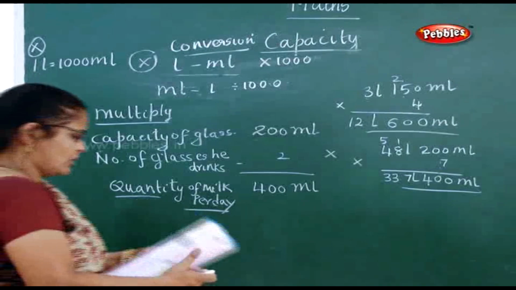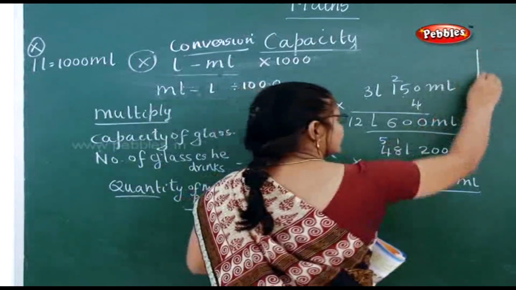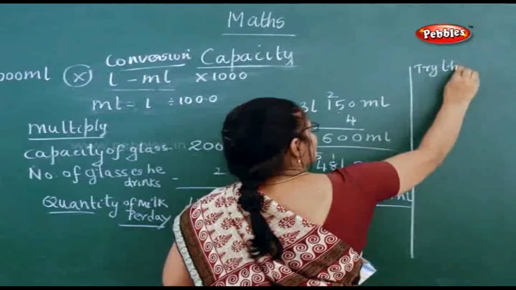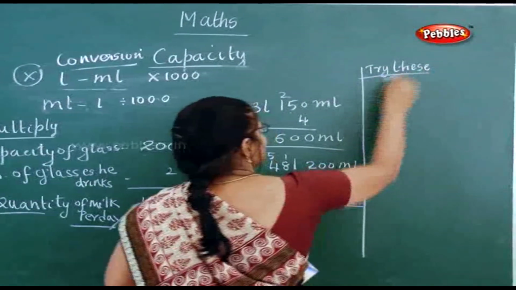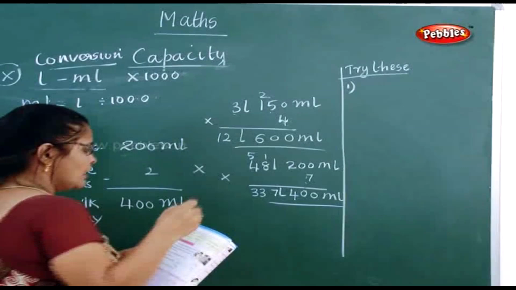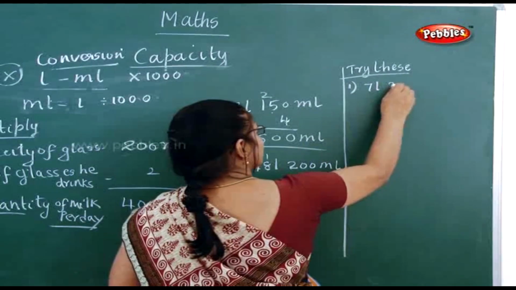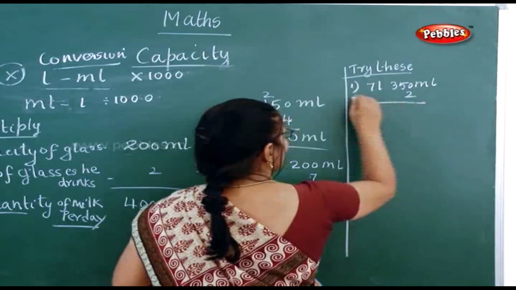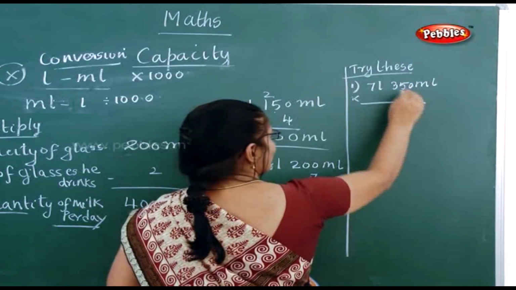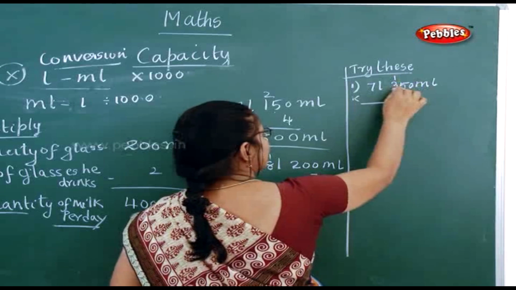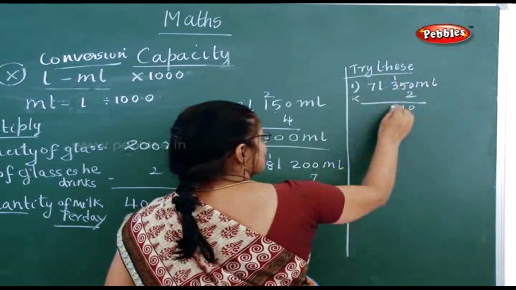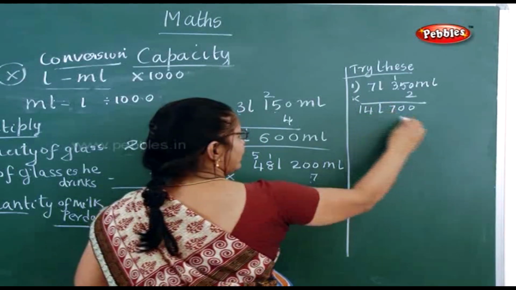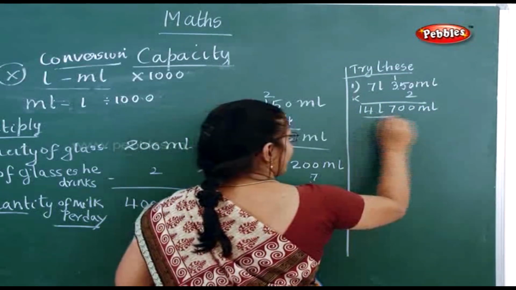See, next one, in your book it's given, try this. For every operation they have given sums, you have to do it. Now 7 liter 350 ml into 2. Now how will you do? 0 2s are 0, 5 2s are 10, 1, 3 2s are 6, 6 plus 1, 7, 7 2s are 14. So now what will you write here? 14 liter and 700 ml.